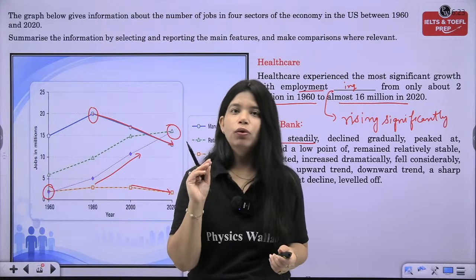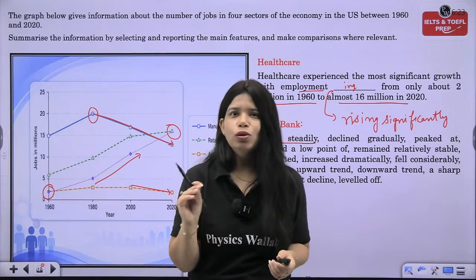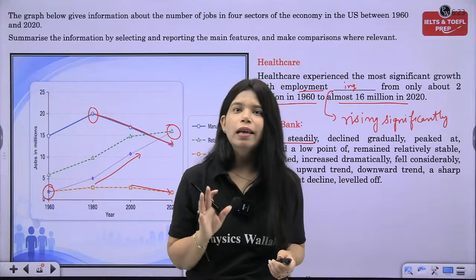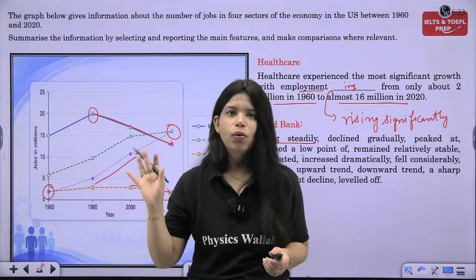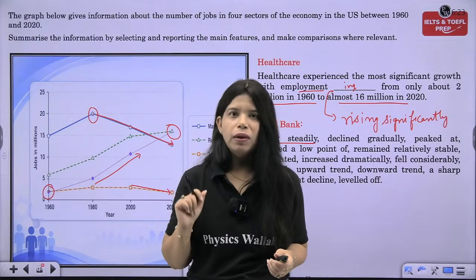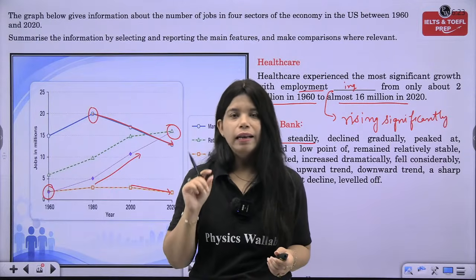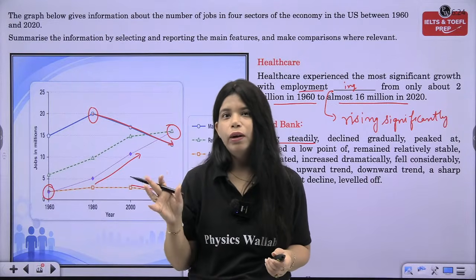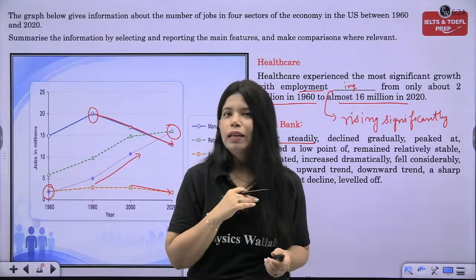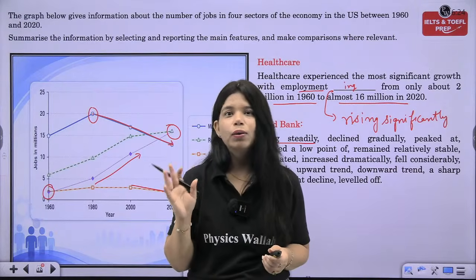Now let's understand 3 mistakes that most students make, especially in the case of line graphs, and they are not able to touch band 7 or go beyond band 7. First, we will take a look at those 3 mistakes, and then I'm going to show you a framework, the SET framework, using which you can easily describe any line graph.